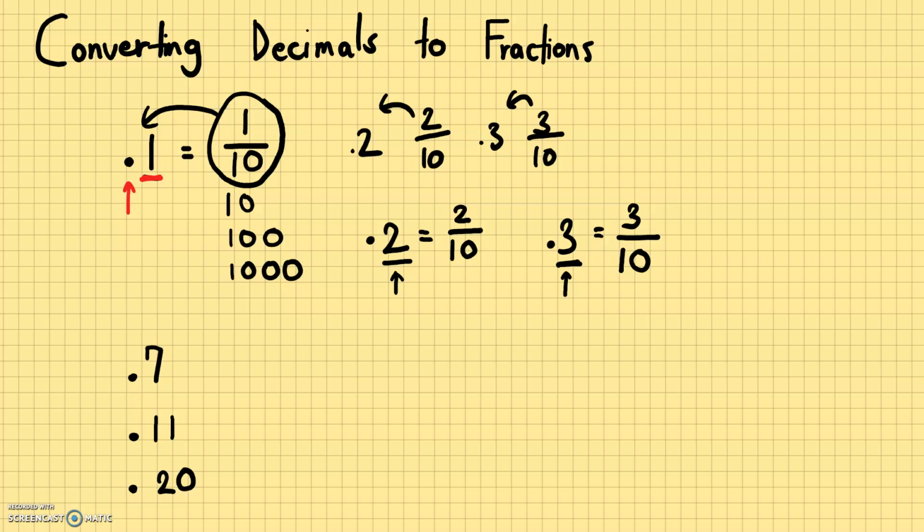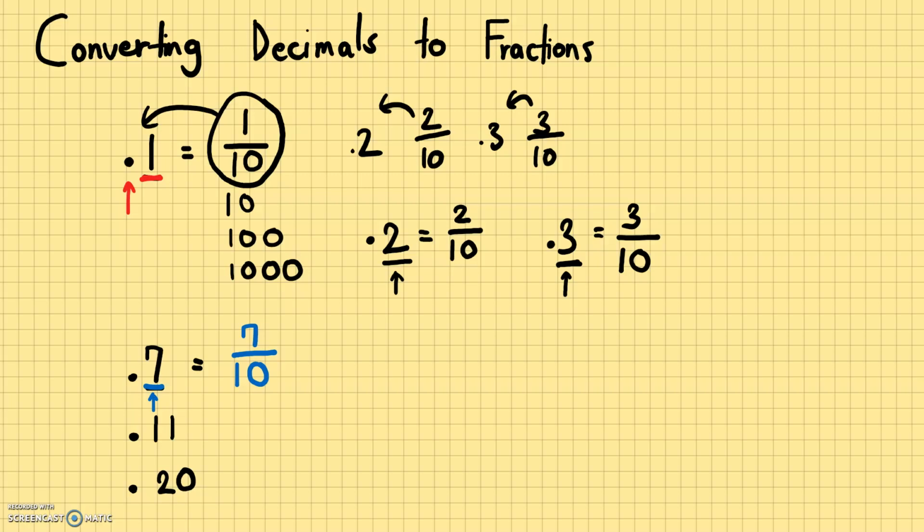Well, let's start with 0.7. First of all, this number right here, let's use a different color, is the numerator. So the numerator is 7. And the denominator always starts with 1. And we need to know how many zeros there's going to be. There's only one number after the decimal point. Okay, so there's only going to be 1 zero.